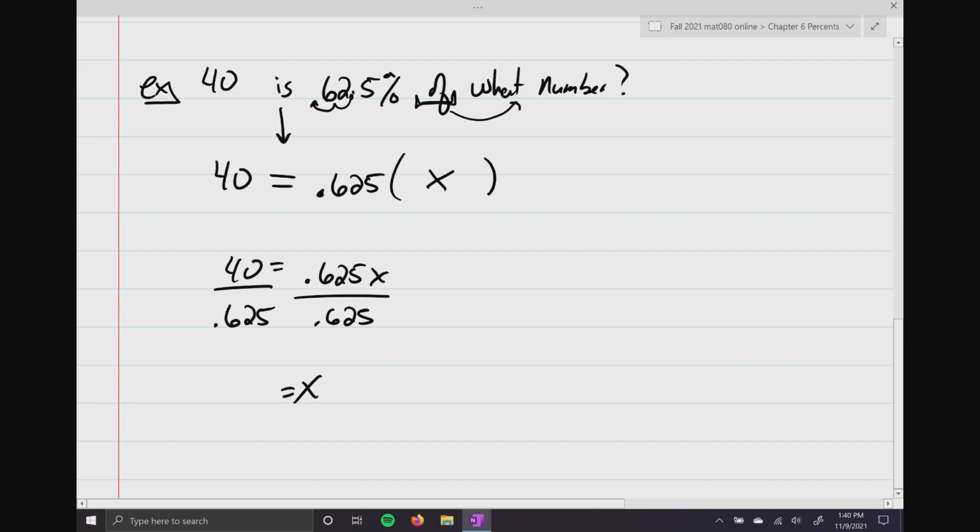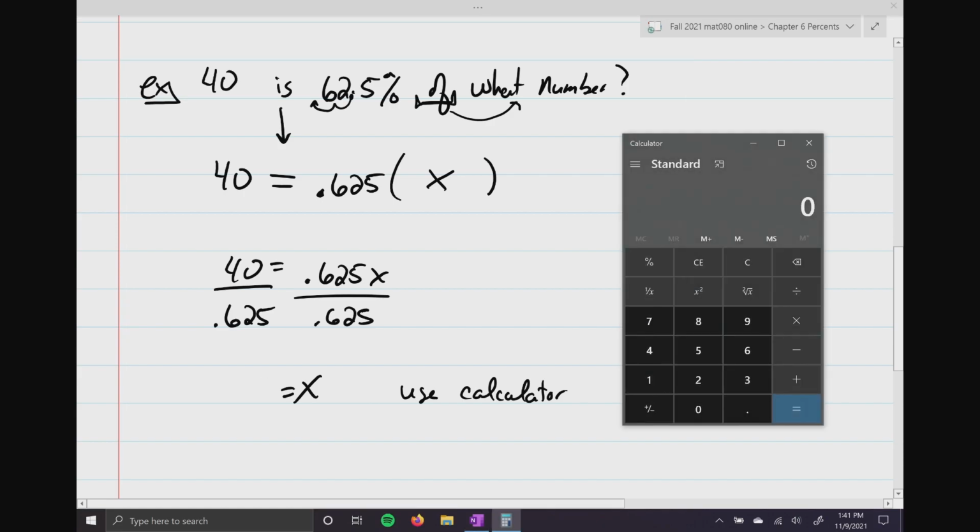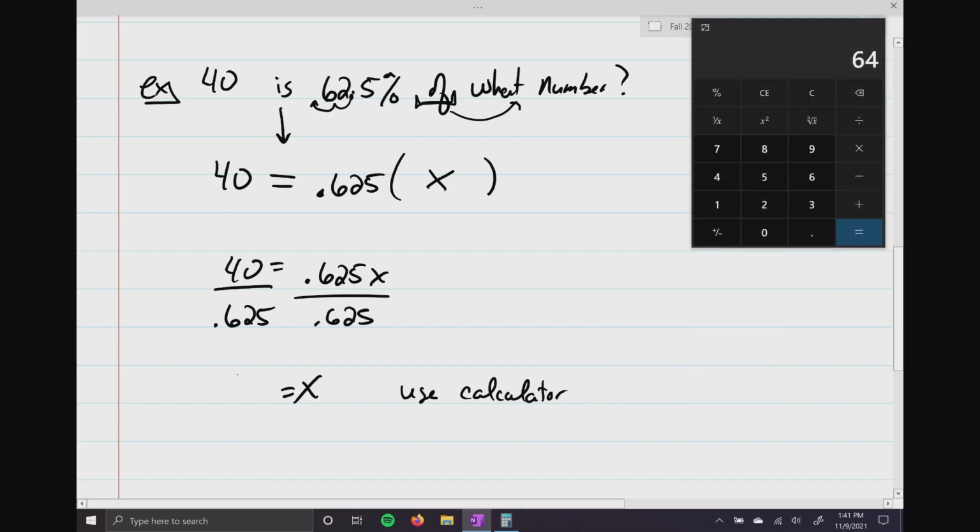And I think we've reached a point in our math career where we could start using tools to our advantage. What I mean by that is we've already looked at integers, whole numbers, fractions, decimals. You've already accomplished that stuff. Let's make our lives a little bit easier. Let's use a calculator here. So if I just take 40 divided by 0.625, it's going to give me exactly 64. So x equals 64. Okay? Now, you could do this using the percent proportion.